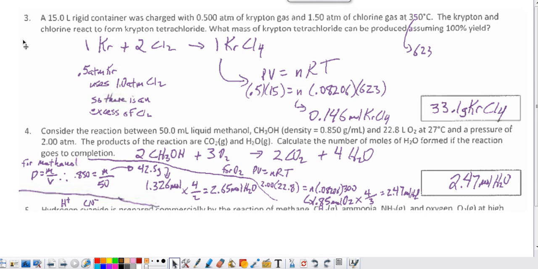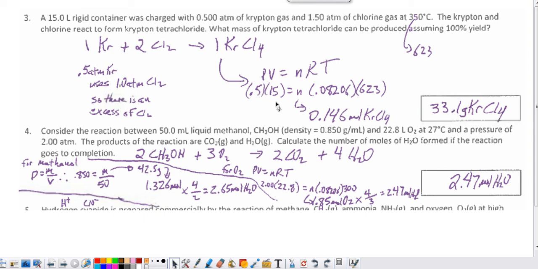Number 15. 15 threw me for a loop for a little bit. I have 0.5 atmospheres of krypton and 1.5 atmospheres of chlorine mixed together inside the same container. So I wrote a balanced equation there, and then I thought, well, which of these is going to be limiting me? If I have 0.5 atmospheres of krypton, I would only need, with the 1 to 2 ratio, 1 atmosphere of chlorine. So I have an excess of chlorine, and I'm going to use all the krypton up. Well, then I realized if I have 0.5 atmospheres of krypton, I'm going to make 0.5 atmospheres of krypton tetrachloride.